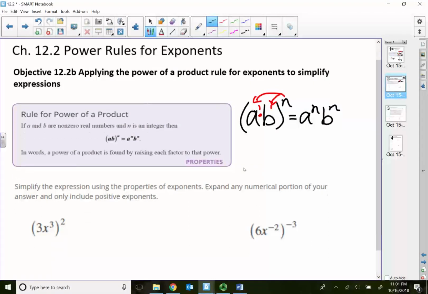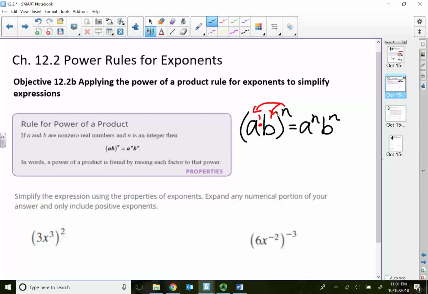Okay, so this is another power rule. A lot of times I like to say the outer exponent distributes its exponent or its power onto all the exponents in the inside. I use the word distribute so students can remember to multiply the exponents.